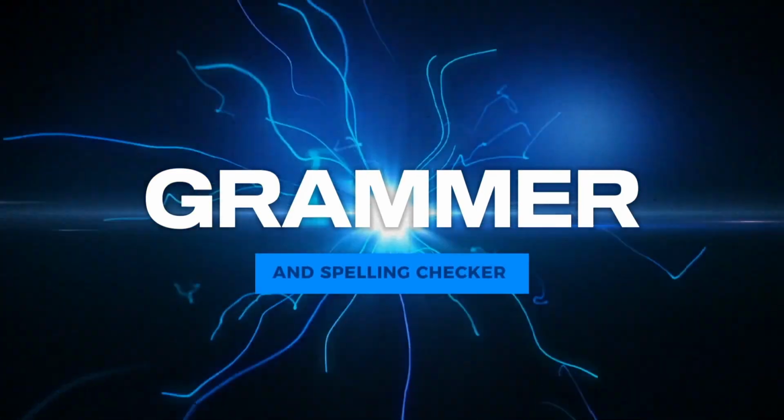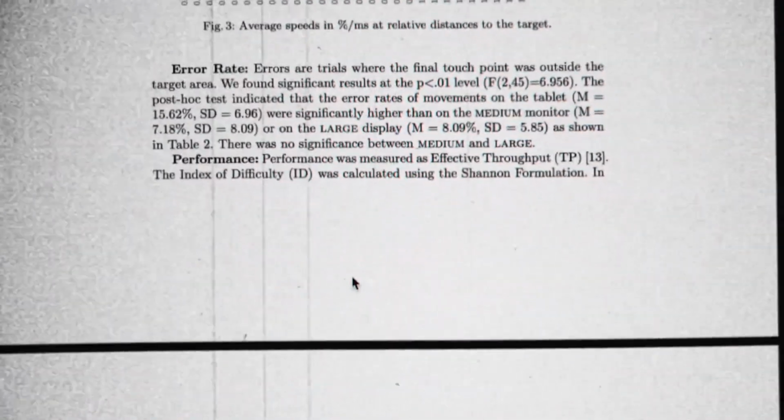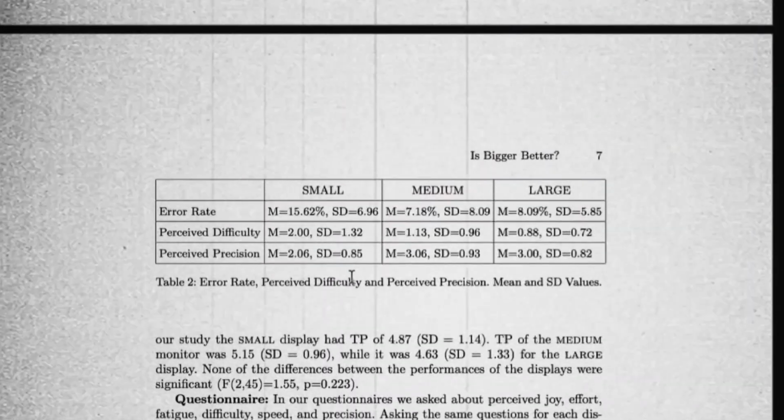Number 4. Grammar and spelling checker. As a student, you know how important it is to submit error-free essays. But proofreading your work can be a time-consuming and tedious task, especially if you're not sure what to look for. That's where ChatGPT comes in to save the day.